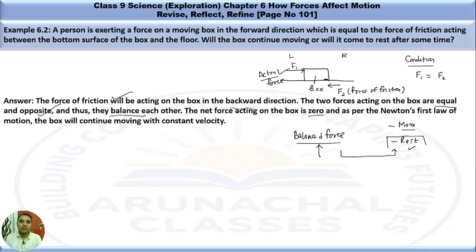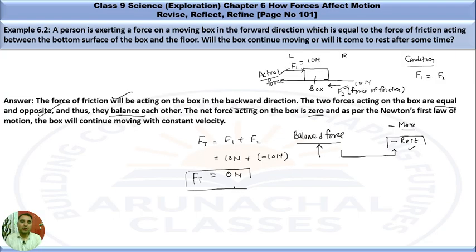We can take an example: if I consider F1 as 10 Newton, and the force of friction is also 10 Newton. If I want to find the total force, it is the addition of both forces F1 and F2. F1 is given as 10 Newton and F2 is also 10 Newton, but actually it is in the opposite direction, so I have to take it as minus 10 Newton. So it is 0 Newton. So the net force acting on the box is 0 Newton.